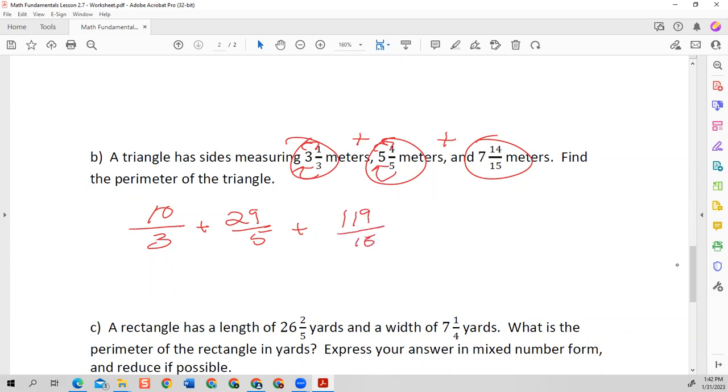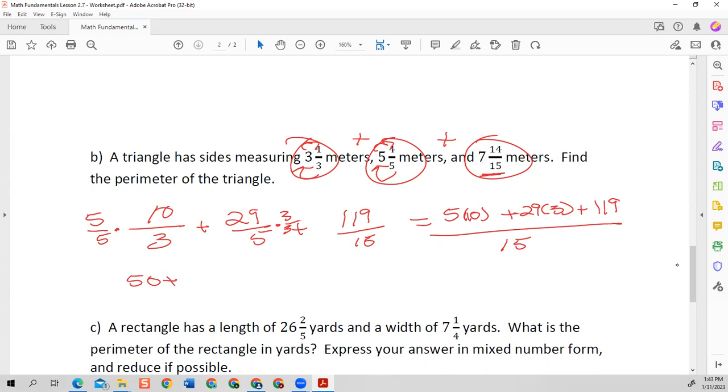Now I'm going to find out what my least common denominator is. I know I have 15 and it will go into itself. And I have 5 and 3, they both will go into 15. So now I can multiply 10 thirds by 5 over 5 and 29 fifths by 3 over 3. So now it leaves me with 5 times 10 plus 29 times 3 plus 119, all over 15. 5 times 10 is 50, plus 3 times 29 is 87, plus that 119, all over 15.